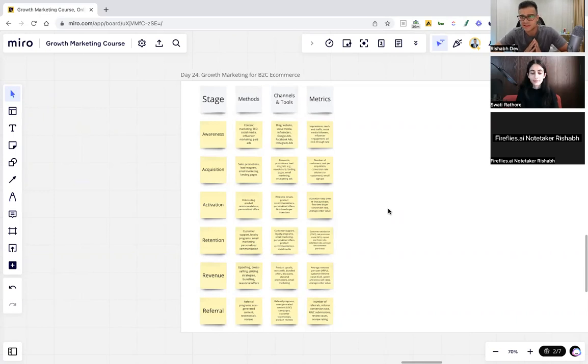Just like we discussed in the previous lesson, the B2B agency example, in this lesson today we're going to discuss a B2C e-commerce example. And Swati, this is something that you've been working on, so feel free to add your inputs.